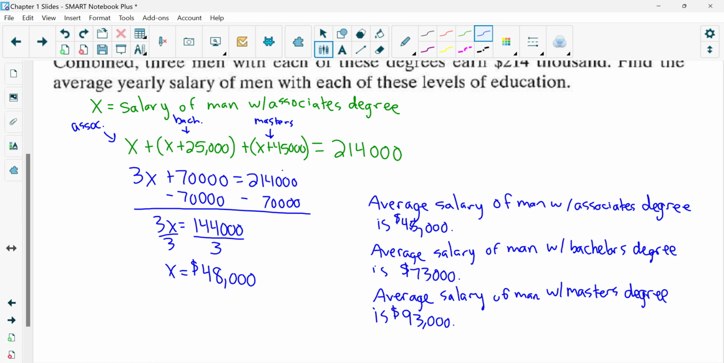That is a 4 on the rubric. Everything's correct. We showed all of our work, and we made that statement at the end. All right, so that's one type of problem. That's a pretty basic problem.